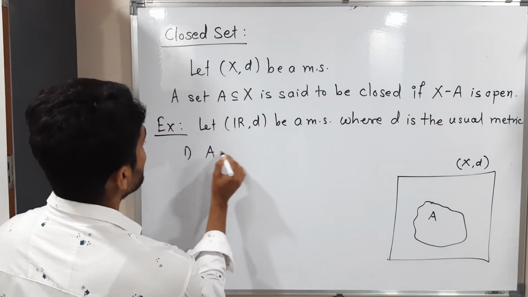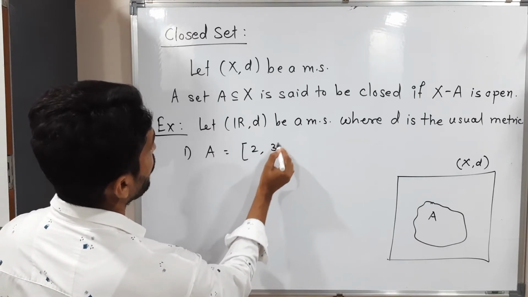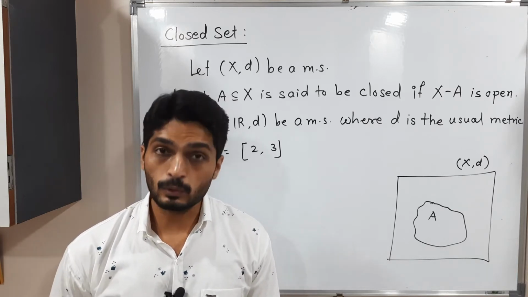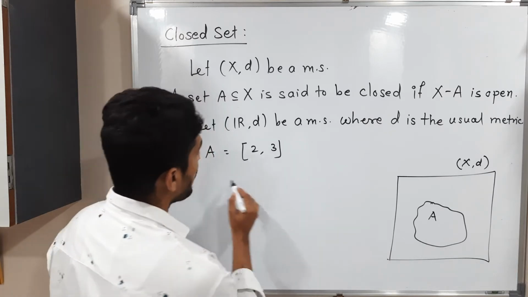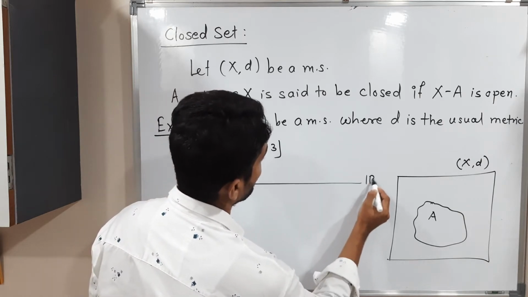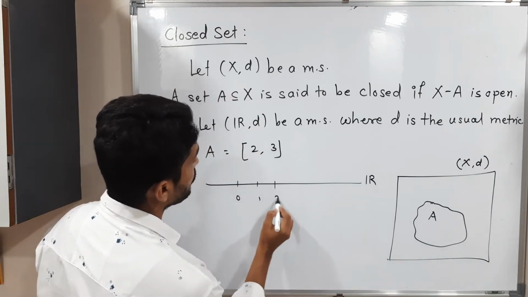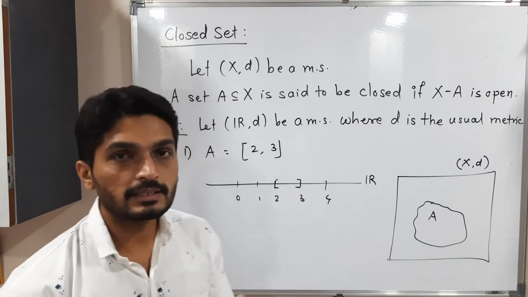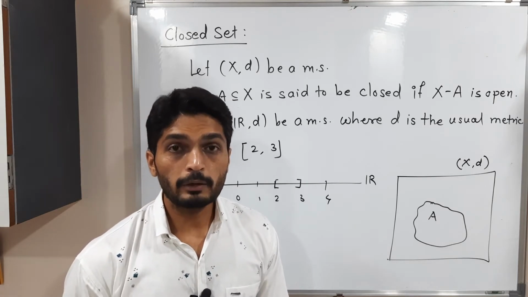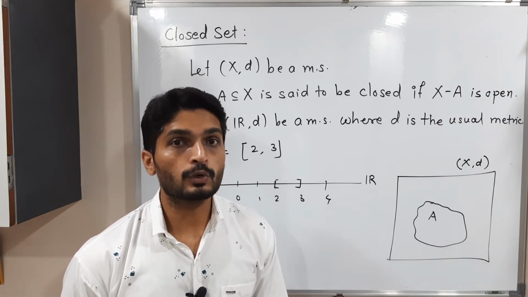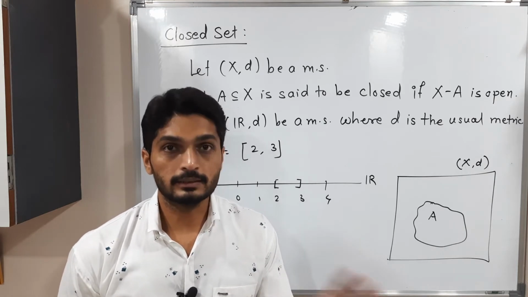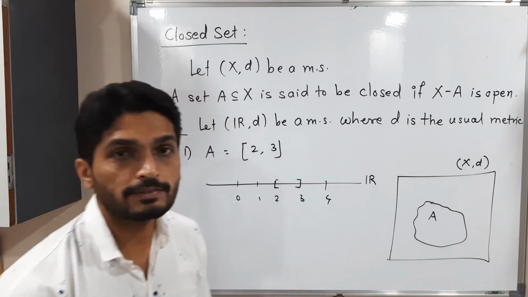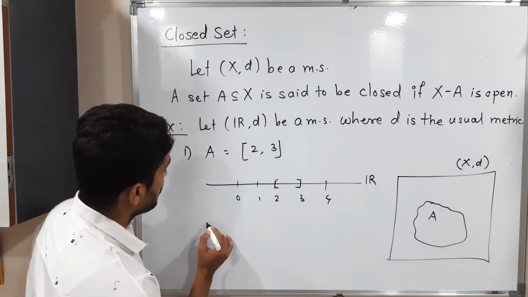First, A is equal to the closed interval [2, 3]. We have to check whether this set is closed or not. Okay. So what we have, this is the real line R, with 0, 1, 2, 3, 4. So this is a closed interval. That means it contains its boundary points also. So we have to check whether set A is closed or not. How to check? We will check its complement. If the complement is open, we can declare it as a closed set. So let us find its complement.